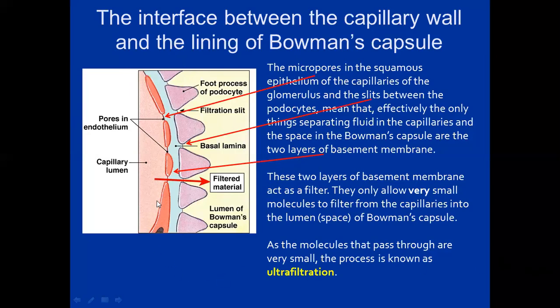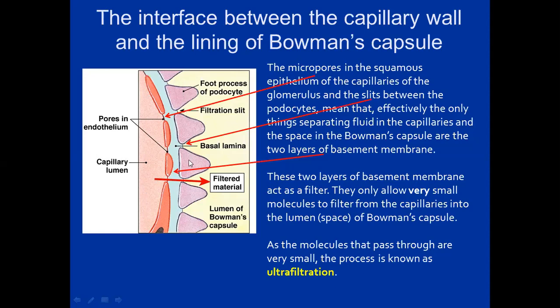Okay, so this particular drawing looks at the interface, in other words, the place where the two parts lie together, between the wall of the capillary of the glomerulus and the lining of Bowman's capsule. So if you look carefully here, this is the wall of the capillary. So here's the capillary lumen, in other words, this is the blood within the capillary. What they've shown in blue here is the two layers of basement membrane. Remember, one of them comes from this squamous epithelium and the other comes from this squamous epithelium.